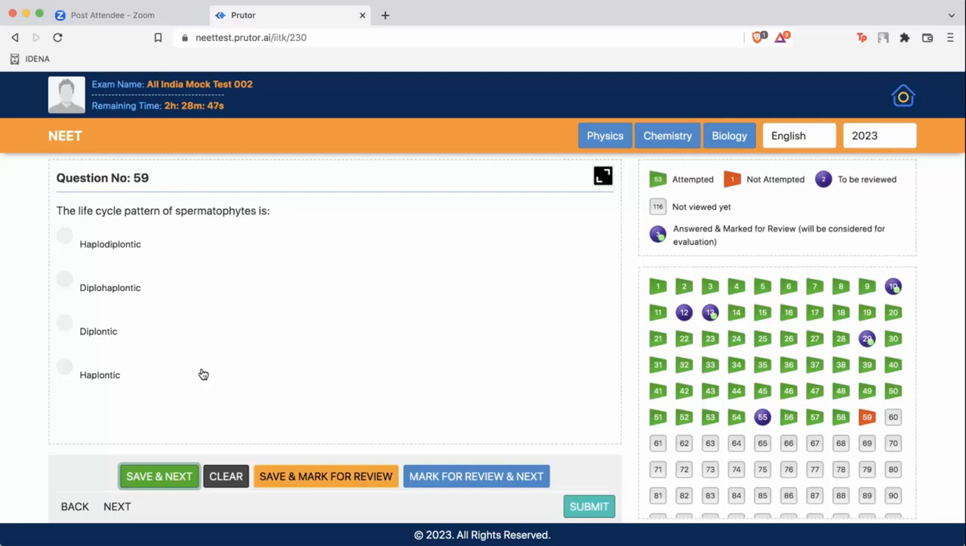Diplontic. Okay, spermatophytes are seed-bearing plants. So the life cycle. Okay, so these are your seed-bearing plants. Right? Haplodiplontic are present in your pteridophytes. Diplontic.